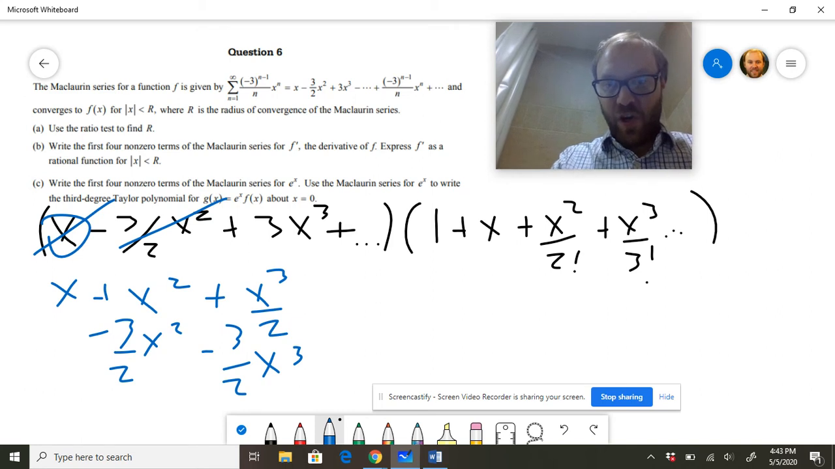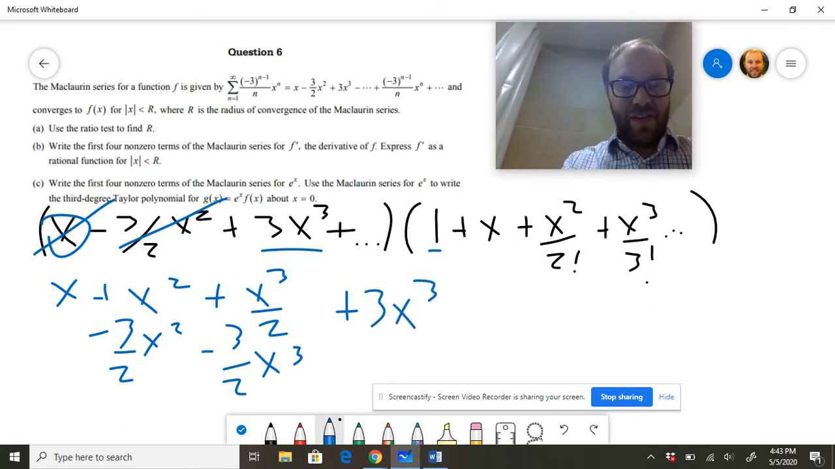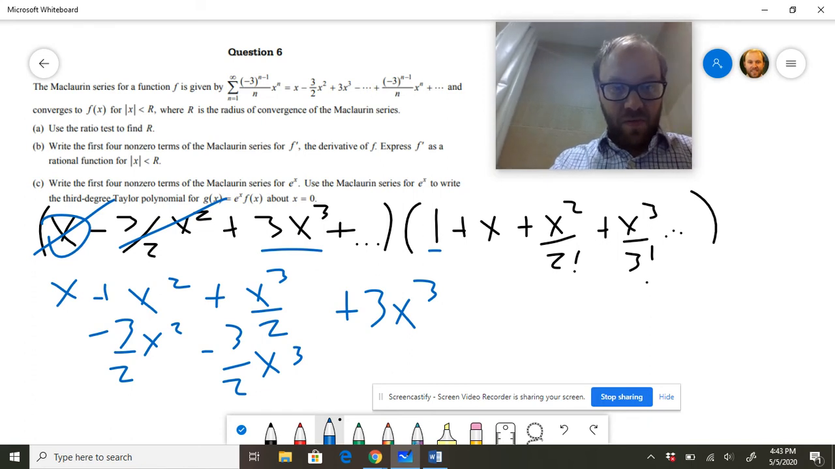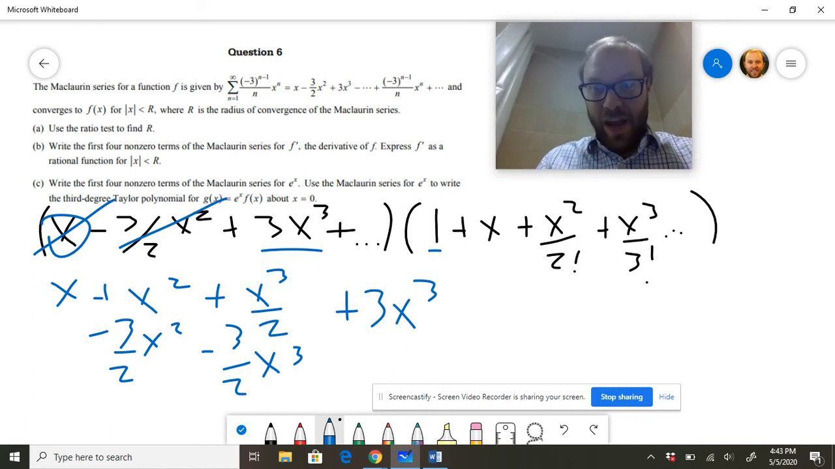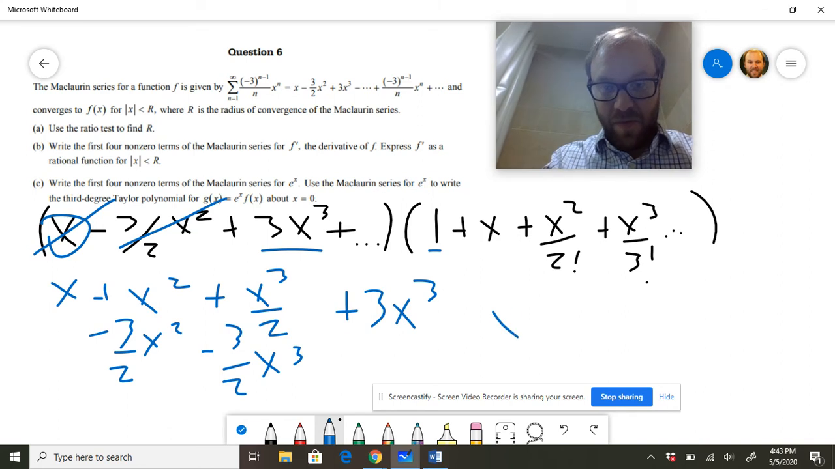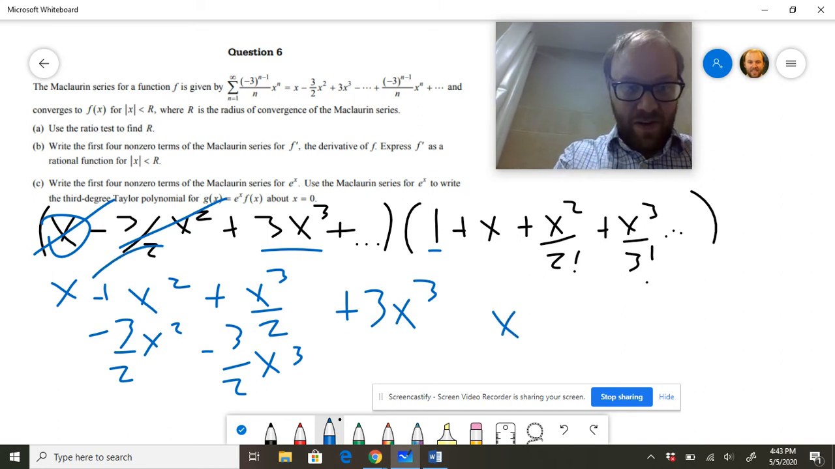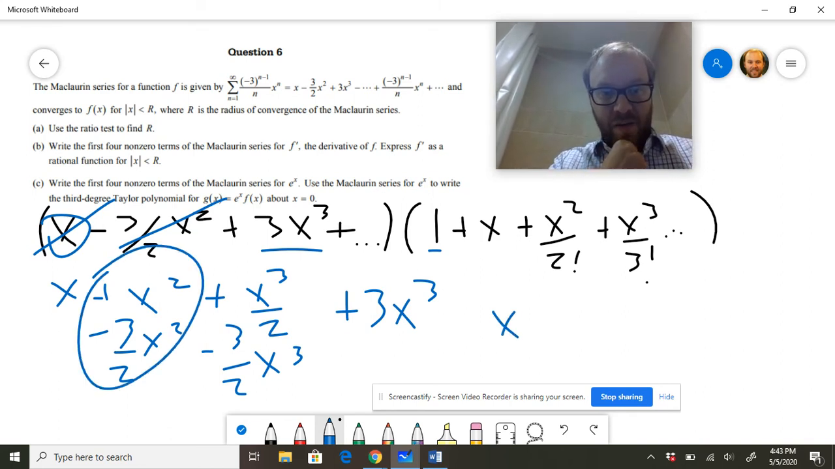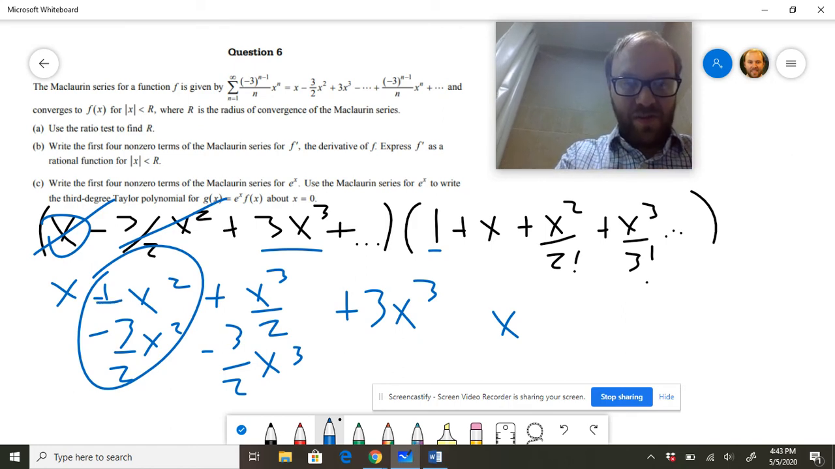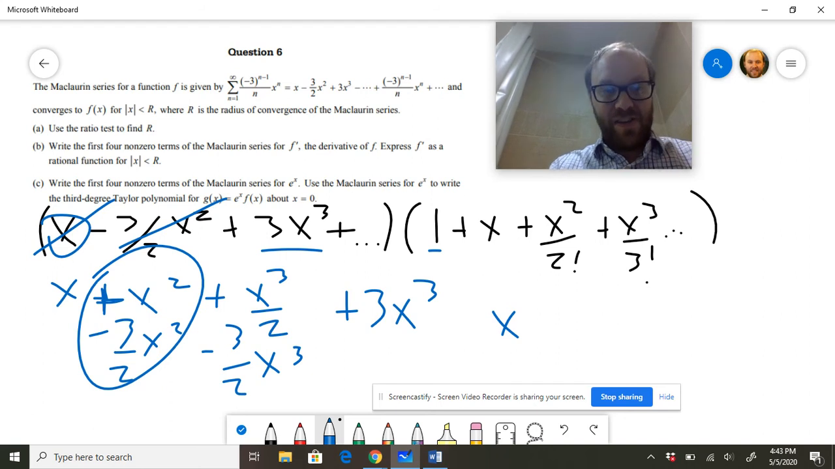3x cubed can only be multiplied by the 1 to give us an additional x cubed term there. And then we just need to simplify all of this. So what do we end up having here? Well, we have a single x term. If we look at our x squared terms, we have a plus x squared minus 3 halves x squared. That's going to be a minus 1/2 x squared.